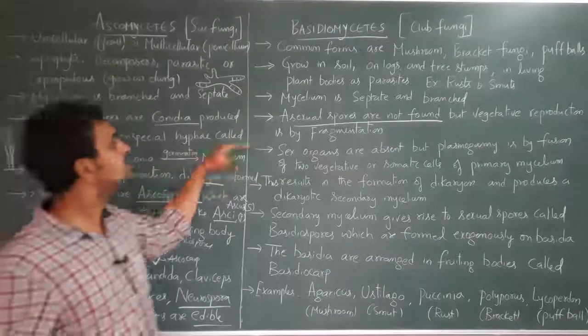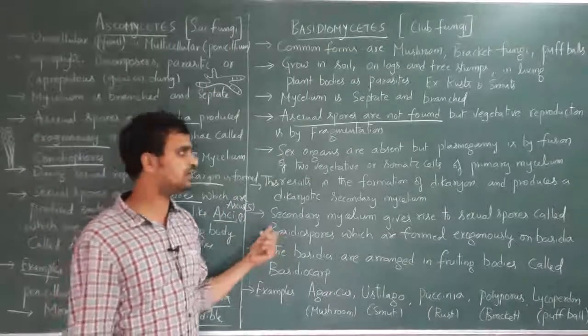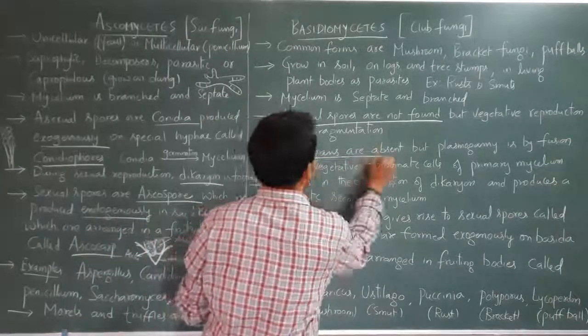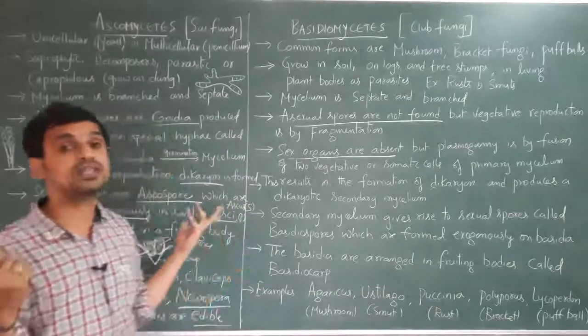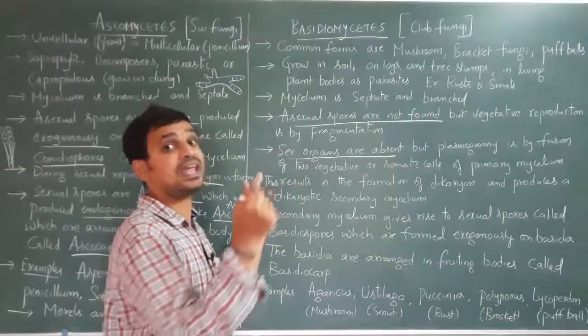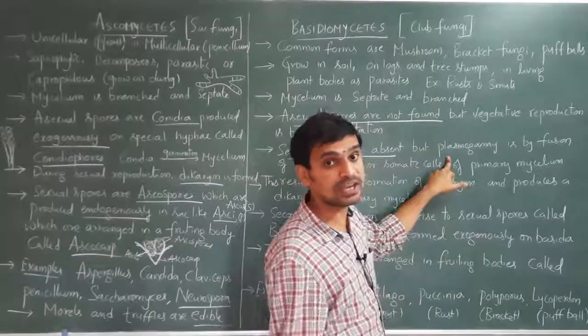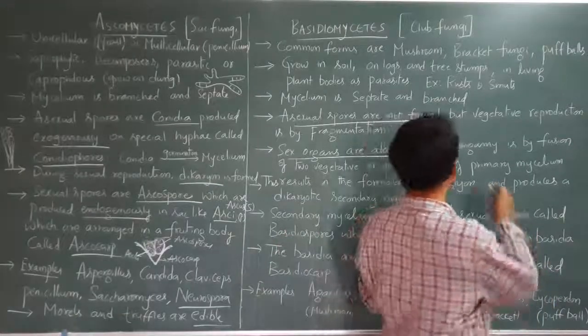Now coming to the sexual reproduction. In case of basidiomycetes, the sex organs are absent. You may ask, if the sex organs are absent, how does sexual reproduction take place? Here, whenever two compatible hyphae come in contact with each other, plasmogamy takes place. What is plasmogamy? Fusion of protoplast is called plasmogamy.